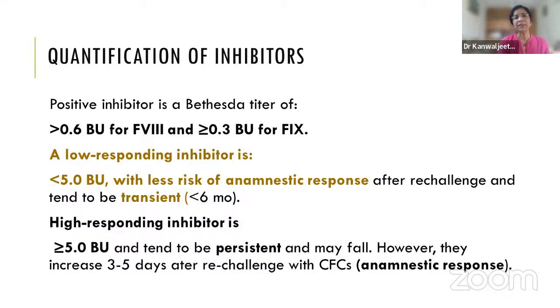Besides the titer, it is important to know whether it is low responding or high responding. Please listen to this, you won't understand clearly in the books. So a low responding inhibitor, besides having low titer, that is less than 5 Bethesda units, is important because there is less risk of anamnestic response after re-challenge. So in such patients, the levels are less than 5 Bethesda units.